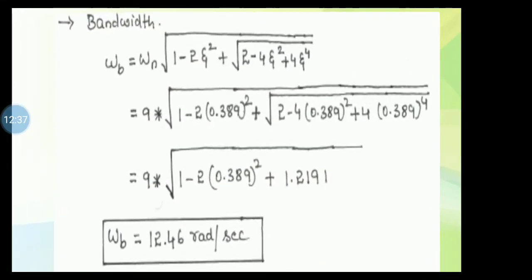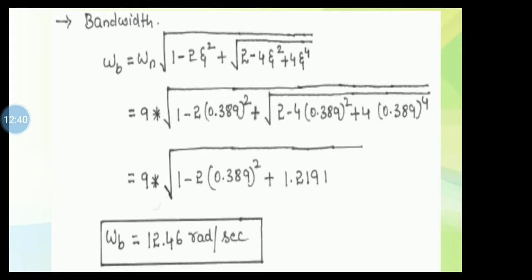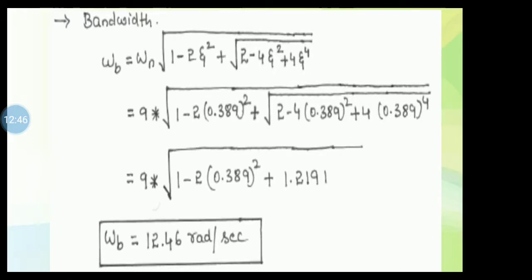Next, bandwidth. We have omega b is equal to omega n into root of 1 minus 2 damping square plus root of 2 minus 4 damping square plus 4 damping raised to 4, which is equal to 9 into root of 1 minus 2 into 0.389 square plus root of 2 minus 4 into 0.389 square plus 4 into 0.389 raised to 4, which comes equal to 9 into root of 1 minus 2 into 0.389 square plus 1.2191. So omega b is 12.46 radians per second.